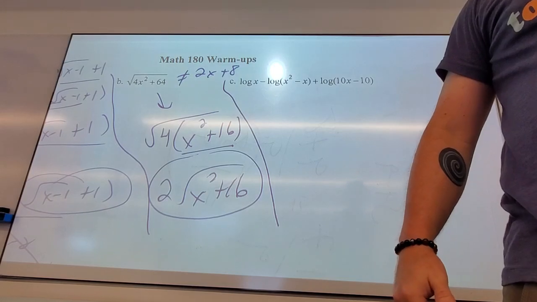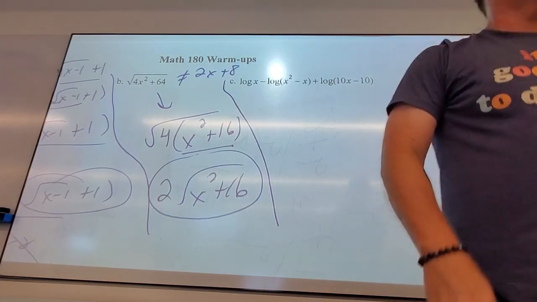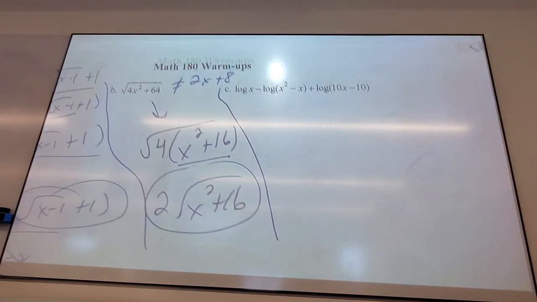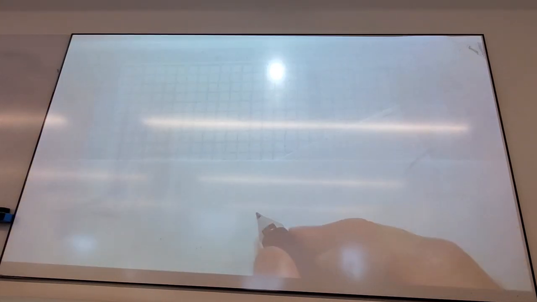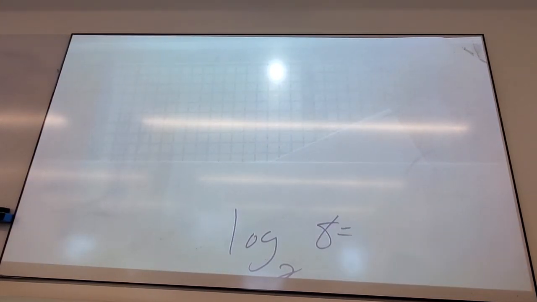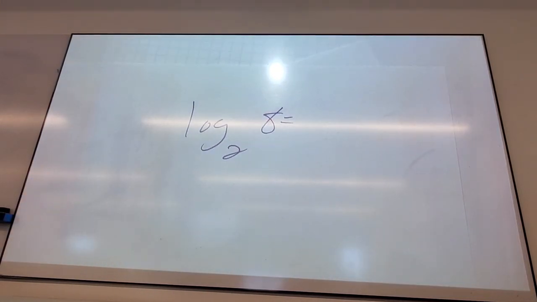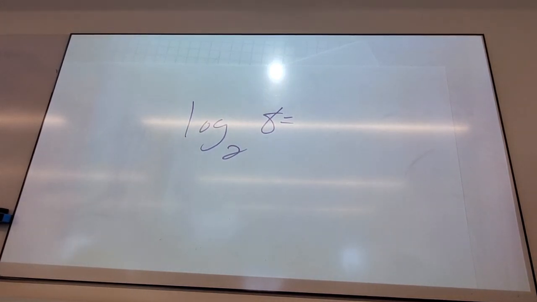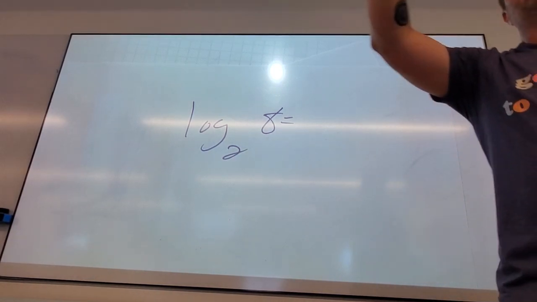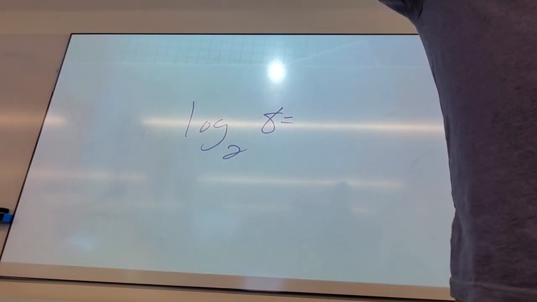Yes, so a log is an exponent. Let me ask you a couple very specific questions. What is log base 2 of 8? 3, because the answer to a log is always the power I need. A logarithm is a power, yes? So the properties of logarithms are the exact same properties of powers.